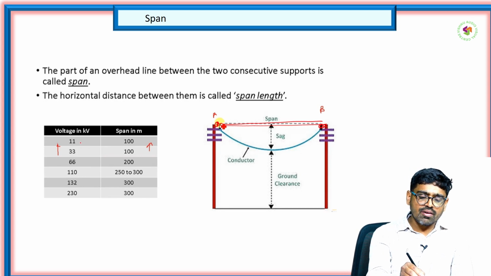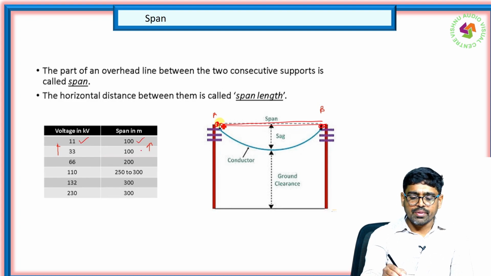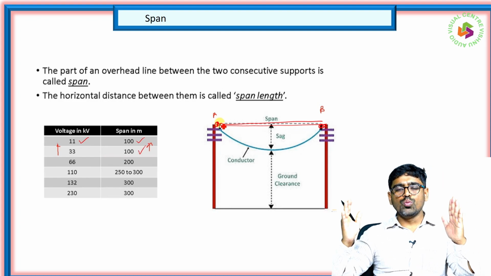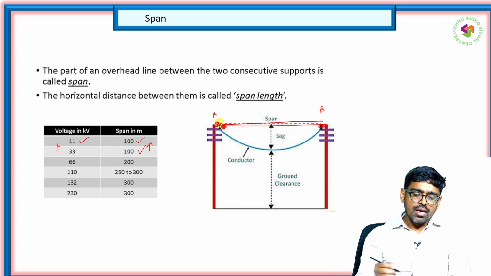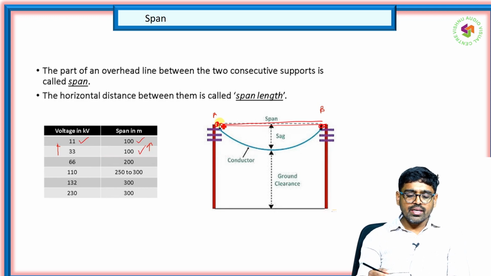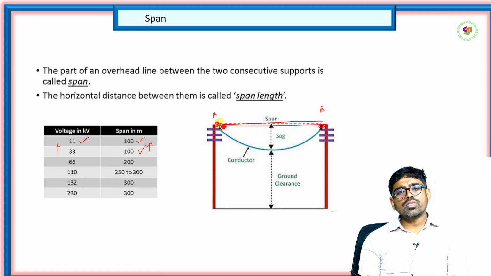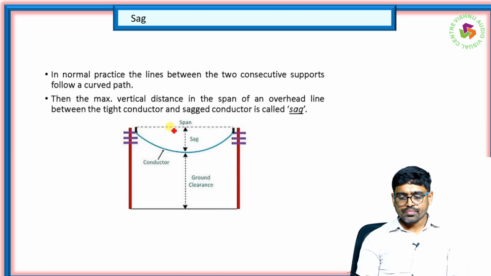You can see that in the case of an 11 kV distribution system, the span length is 100 meters, and for 33 kV it also has 100 meters. So between 2 poles the span length is 100 meters. For 66 kV it is a 200 meter length, and for 110 kV it is 250 to 300 meters. A 132 kV and 230 kV transmission line may have a 300 meter span length, which we can observe.